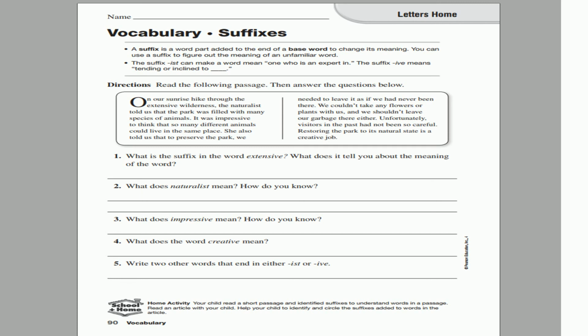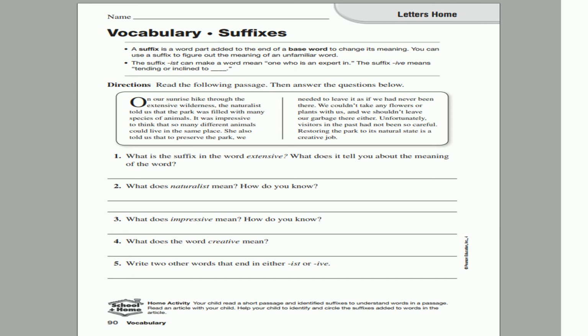Naturalist, what does it mean? Well, we added IST. So we have natural. Then we say, if somebody is a naturalist, what does it mean? And how do you know? Number three, what does impressive mean? We have the use of IVE. How do you know? Number four, what does the word creative mean? Then the last one, write two other words that end in either IST or IVE. Any word. So I need one that ends with IST, and one also with IVE, but not from the text. Okay? Not from the text.